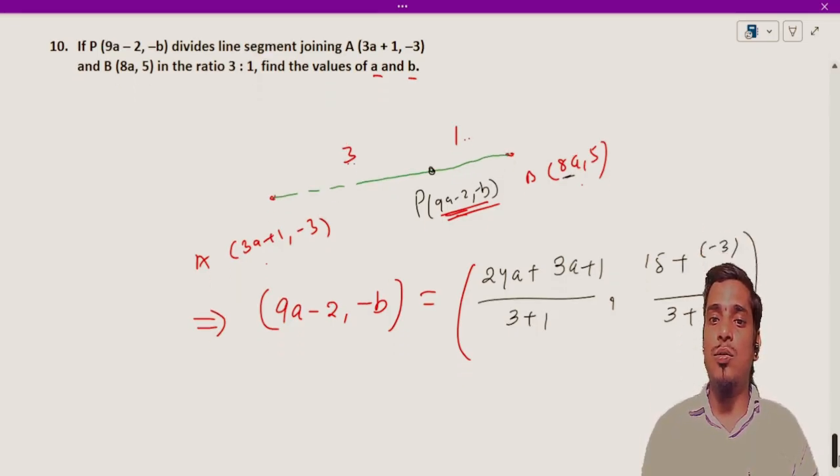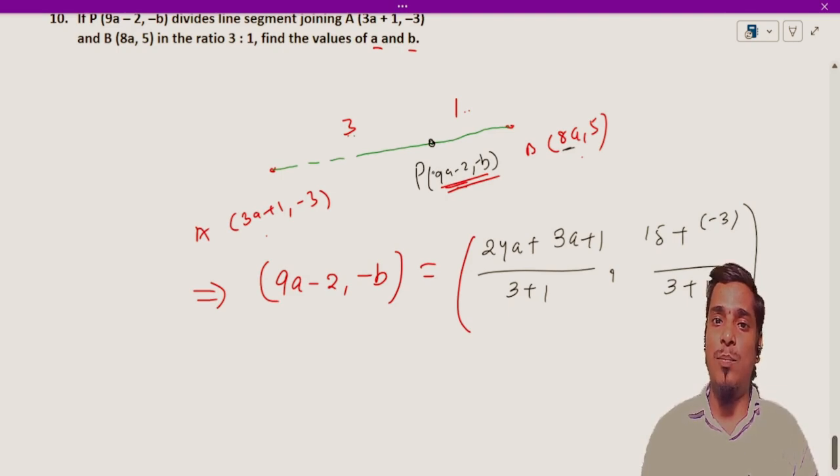So we got this coordinate of this point P, and these two are equal, meaning x coordinate equals x coordinate, and y coordinate equals y coordinate. So let's first simplify the expression on the right.